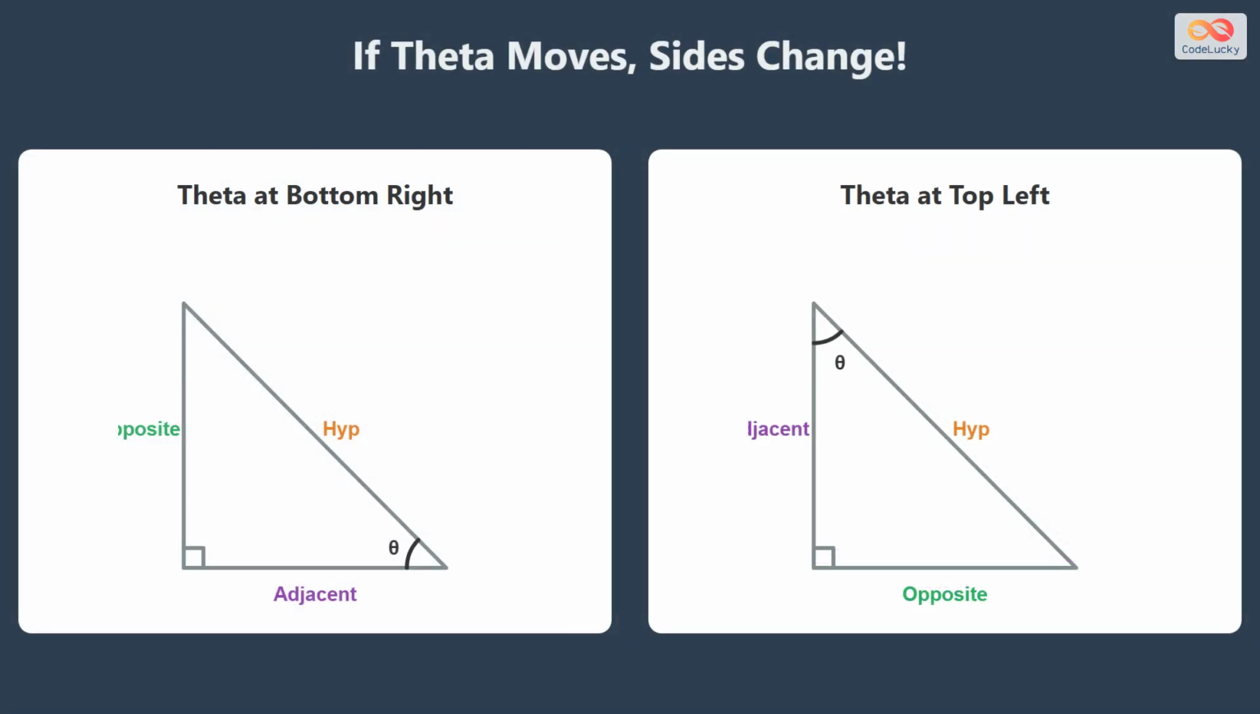Here is a very important point. The names opposite and adjacent depend entirely on where your reference angle is. If we move theta to the top corner, the side on the bottom becomes the opposite side, and the vertical side becomes adjacent. The hypotenuse, however, stays the same.